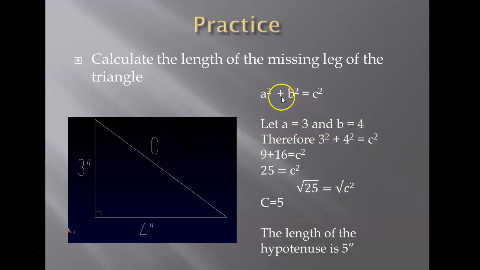Well, there's a squared, so I plug it in here and it becomes 3 squared. b is 4, so it becomes 4 squared, equals c squared. I do the math: 9 plus 16 gives me 25. So now I can say that c squared equals 25. Now I'm going to take the square root of both 25 and c squared. The square root of 25 is 5. The square root of c squared is just c. So c equals 5. The length of the hypotenuse here is 5.